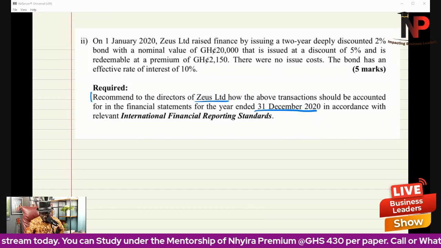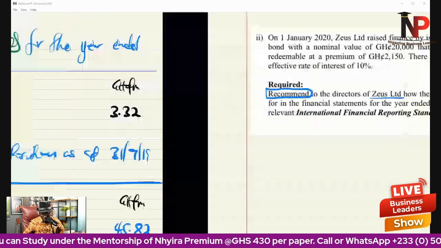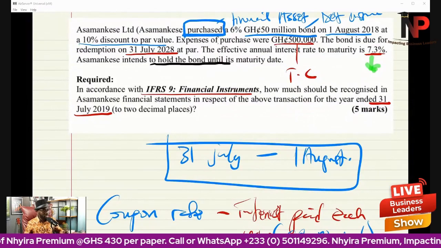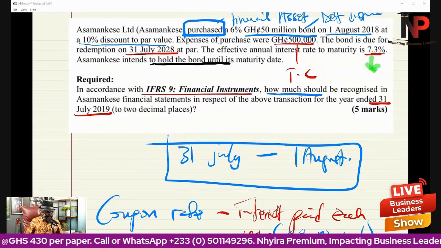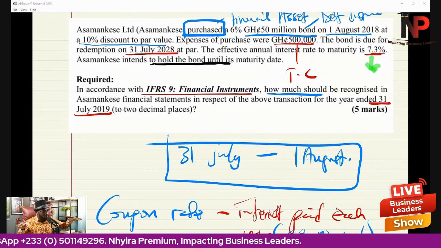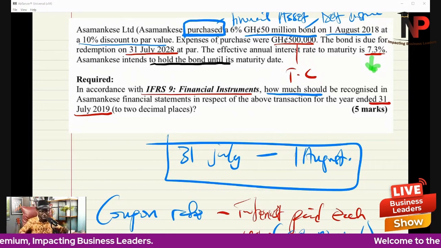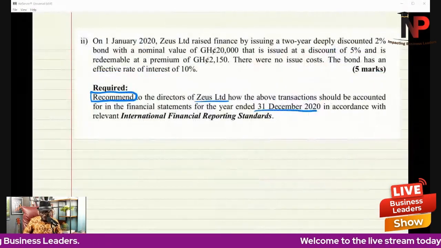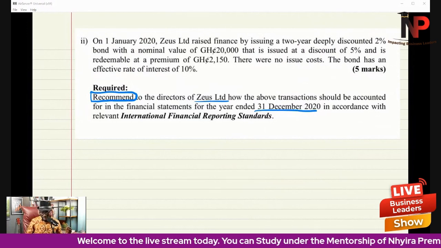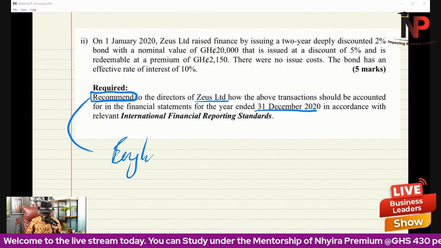Now, please understand the verbs that the examiner is using. If you look at the question we solved earlier on, Asamankese, the examiner said, how much should be recognized? So it means you do calculation and go away. But in the question relating to Zeus, the examiner is saying that recommend. Now, anytime there is something like recommend, it means you got to write some English, okay?